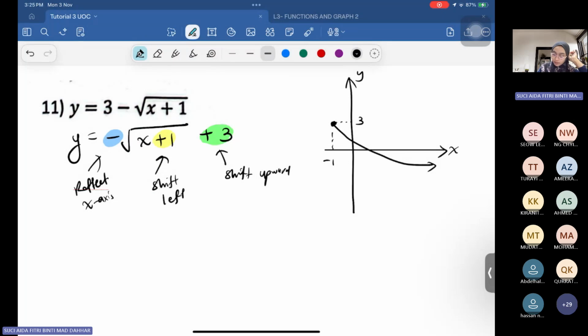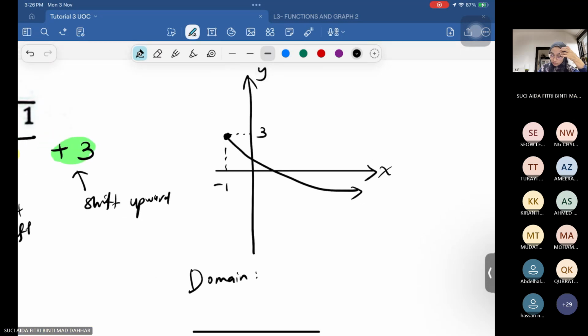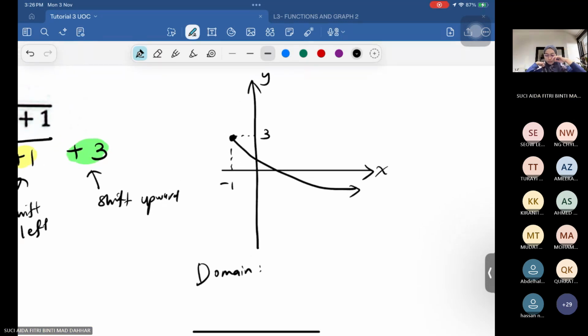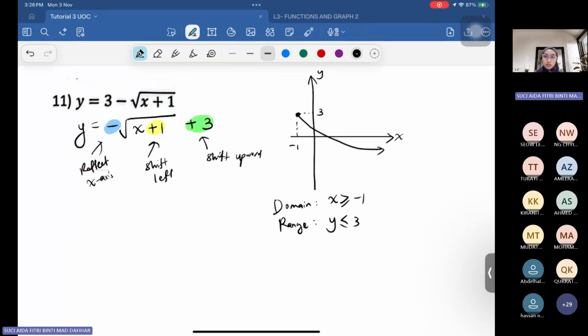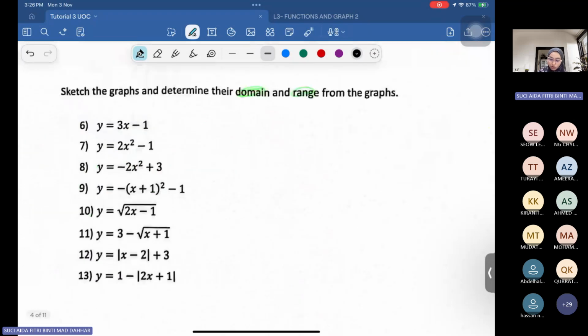X, Y. Okay, get me the domain, class. What is the domain of this graph? More than or equals to -1. X is more than or equals to -1 and the range? Less than or equals to 3. Okay, good. Thank you. 2 more.